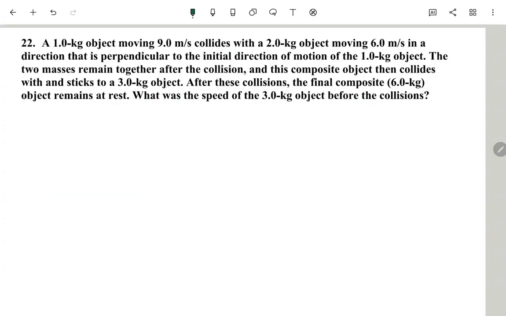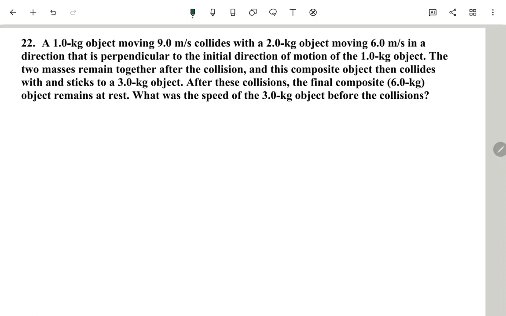A 1 kilogram object moving 9 meters per second collides with a 2 kilogram object moving 6 meters per second in a direction that is perpendicular to the initial direction of motion of the 1 kilogram object. The two masses remain together after the collision, and this composite object then collides with and sticks to a 3 kilogram object. After these collisions, the final composite, which is 6 kilogram, remains at rest. What was the speed of the 3 kilogram object before the collision?